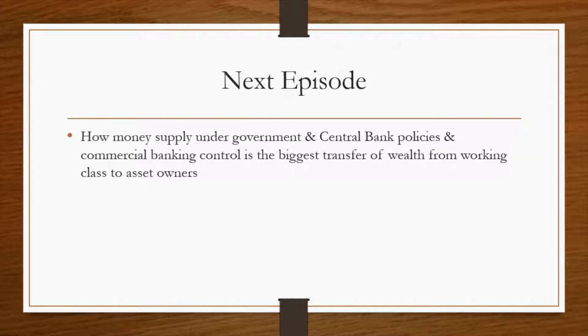So this brings us to an end of episode 1 about money supply. In the next episode, we will discuss how the money supply under the government and central bank policies and the commercial banks leads to the biggest transfer of wealth from working class to asset owners.